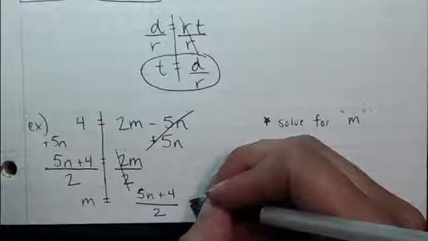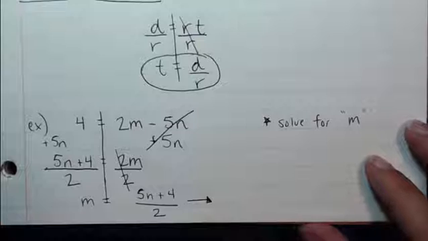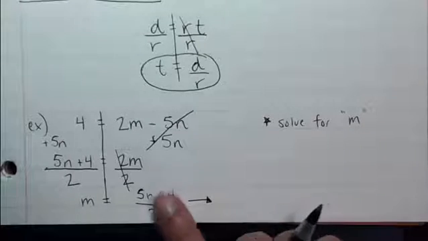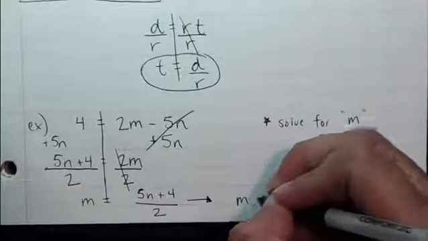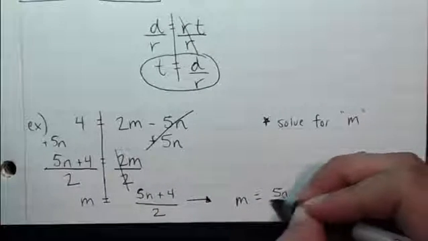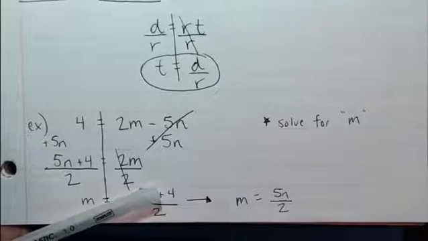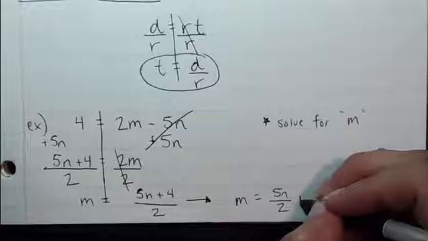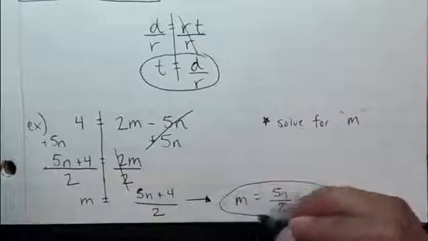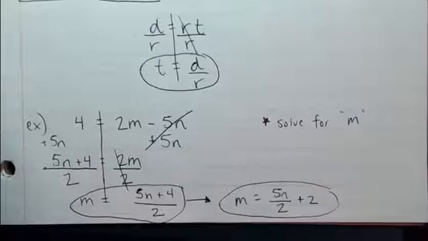Or again, when we get into writing slope-intercept form when it comes to linear equations, we're going to write this into two fractions. So m is equal to, remember, it's just 5n divided by 2. And then I could do 4 divided by 2, which is what? Just positive 2. So these two are really the same exact answer. It's just a little different, a little simplified. Okay, and that would be for solving for the letter m.